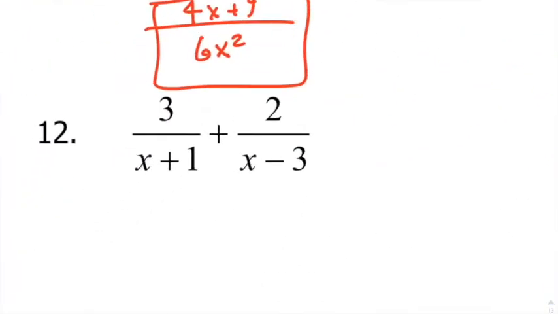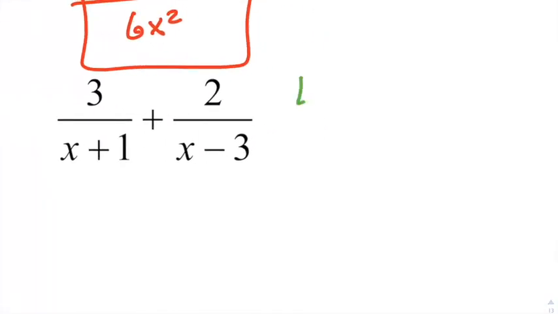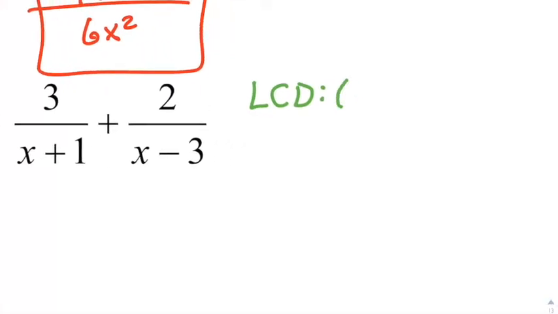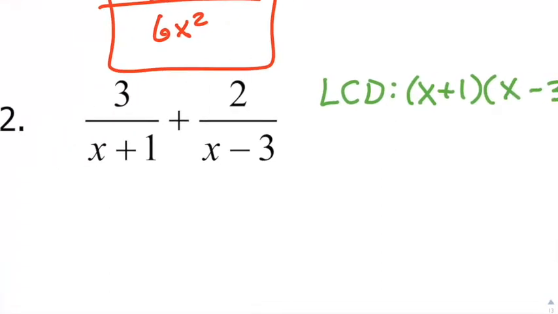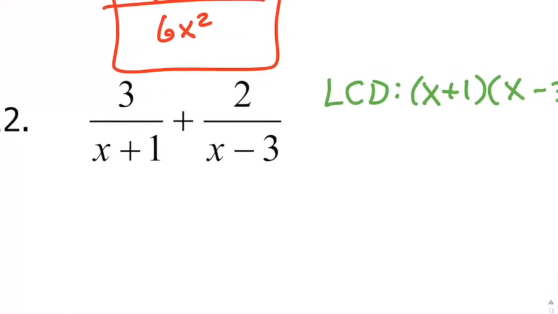So let's do one with some binomials here. So on this one here, your LCD is going to be x plus 1 and then x minus 3. It's basically the combination of your two binomials there. It's already been factored for us, so that's really nice. So each fraction is missing one of the pieces of the binomial. This first fraction, we need an x minus 3 over here. So I'm going to multiply top and bottom by x minus 3.